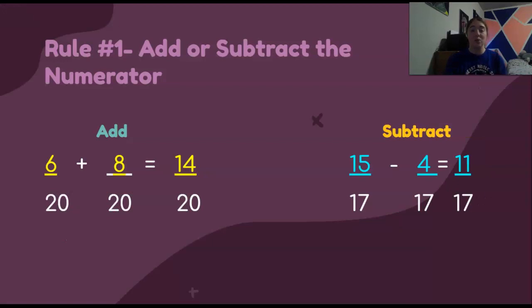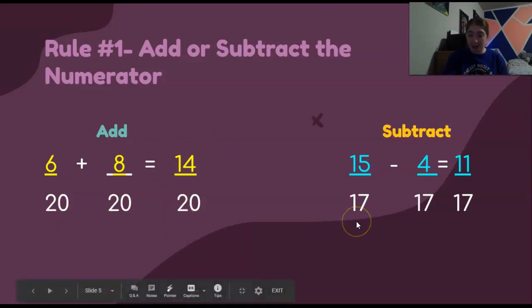All right, so rule number 1, let's break it down a little bit more. Add or subtract the numerators. When we look at the add one, we notice our denominators are the same, they are 20, so we are able to just add the numerators. We have 6 20ths plus 8 20ths. Keep the denominator the same. See how it did not change. Do not add the denominators. We can add the numerators though. 6 plus 8 equals 14, so our answer would be 14 20ths. See, we did not add the denominators.